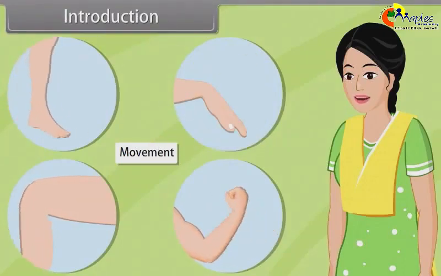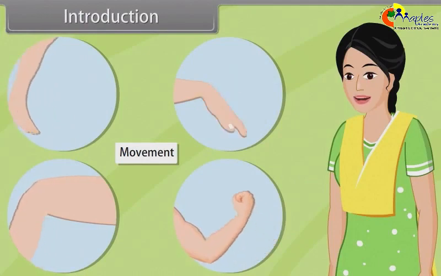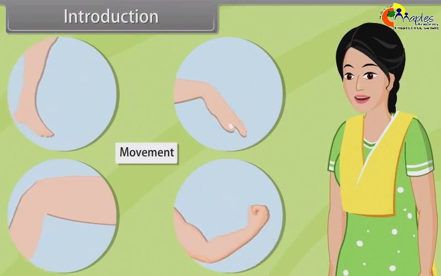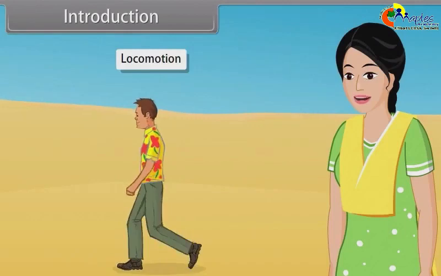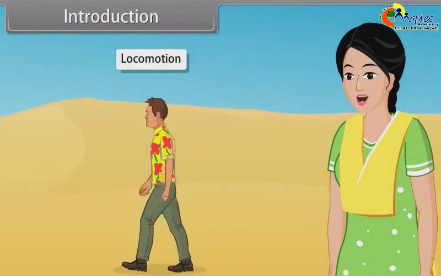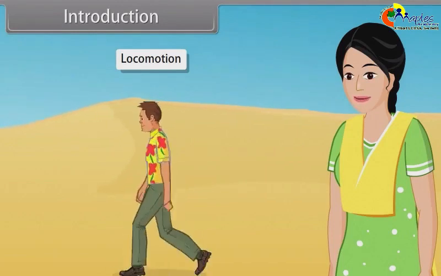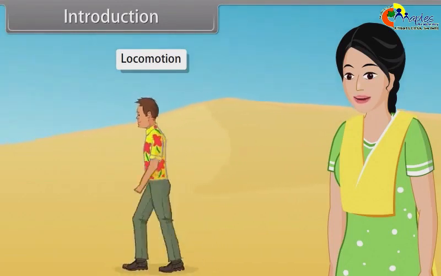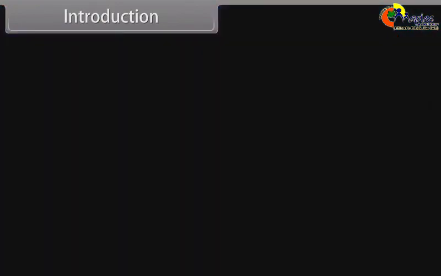Hey kids, in this lesson you will learn about locomotion and movement in the human body. Movement is a feature of all living organisms. Animals move from place to place. When an organism moves from one place to another as a whole, it is known as locomotion. When only a part of the body moves, it is called movement.